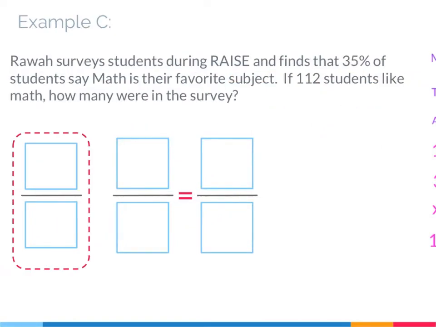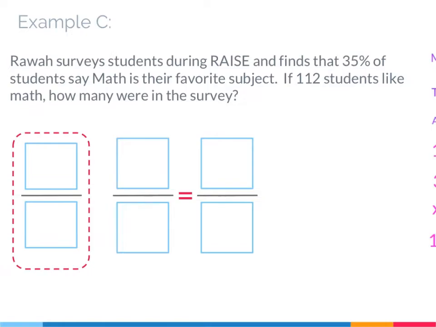Here we are at example C, and it says Rawa surveys students during RAISE and finds that 35% of the students say math is their favorite subject. If 112 students like math, how many were in the survey?